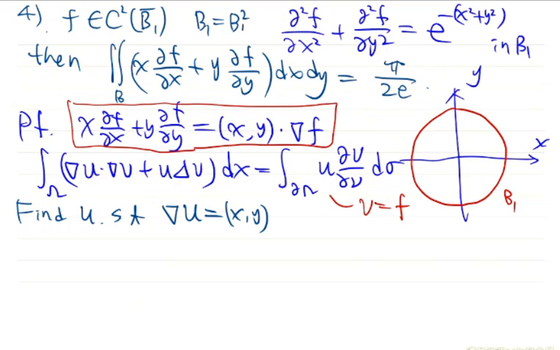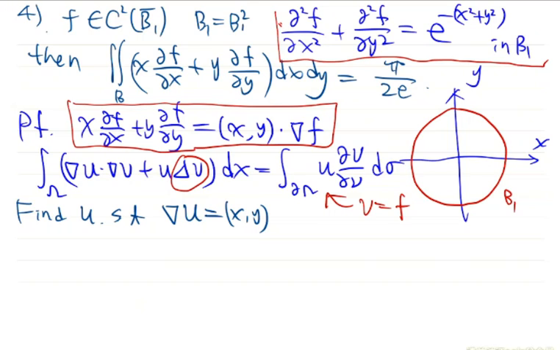Then the Laplacian of v is a result we know. If we apply the Green identity for the unknown u and v equal to f, then the Laplacian of v is known. It satisfies this condition. The Laplacian of v, that is f, is exponential of minus x squared plus y squared. It is a known function.